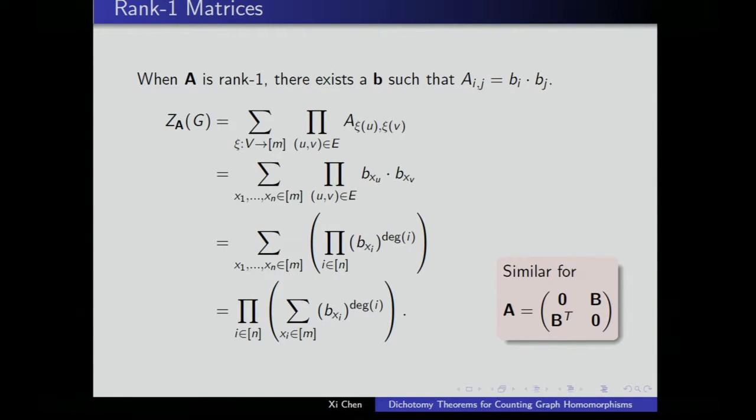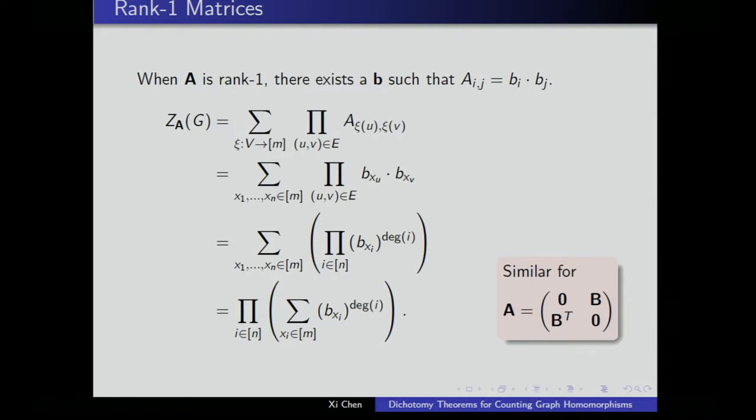Now, the first thing I did here is just to replace the assignment by a sequence of variables, where xi denotes the value assigned to vertex number i. And here we plug in this expression. Then the next observation is this product, you can actually write it as a product over i's. And each factor is b sub xi to the power of the degree of vertex i in the graph. So this now becomes a product of things over the vertices, and it's easy to rewrite it as a product of sums.